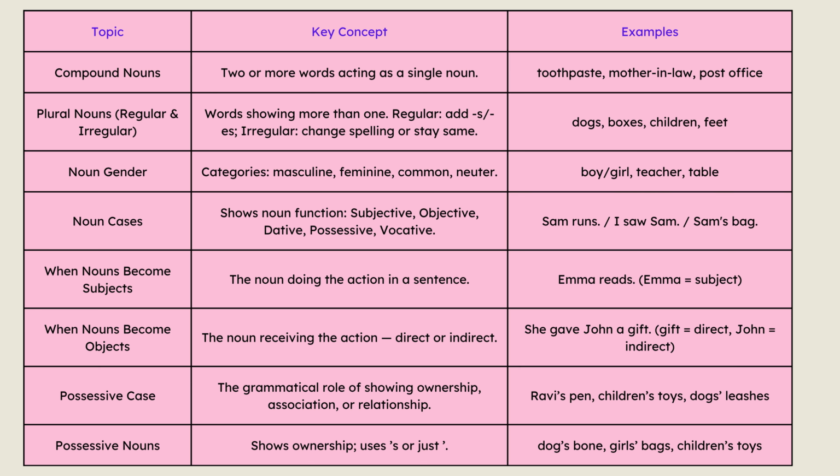Possessive case. This is a grammatical role showing ownership, relationship, or connection. For example, Ravi's pen, children's toys, dog's leashes. Possessive nouns. These are the actual words that show who something belongs to. We add s or just an apostrophe at the end. Examples: dog's bone, girl's bags, children's toys. That wraps up our full summary of nouns, from their types to their roles and special cases. Now you have a complete picture of how nouns work in English.